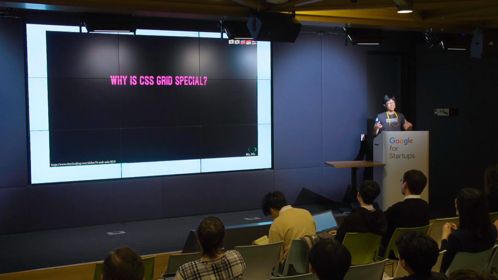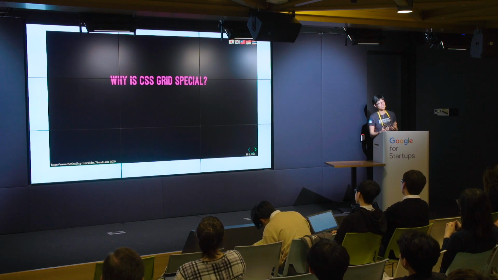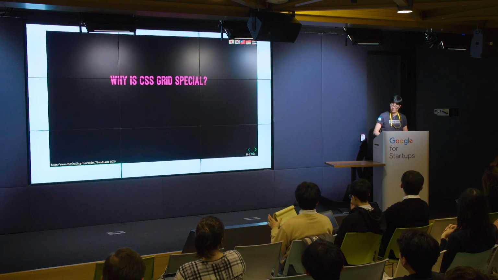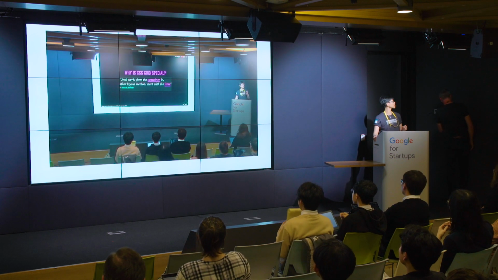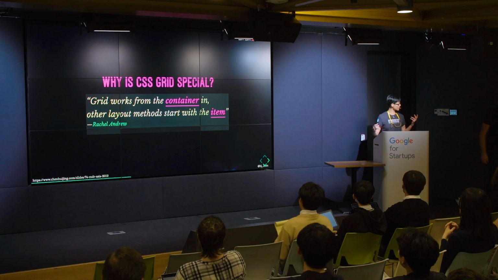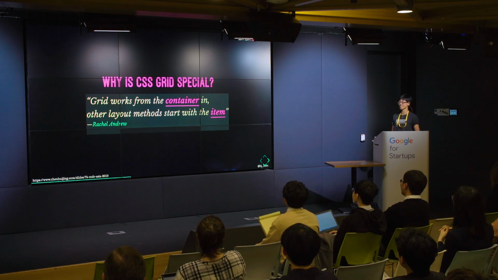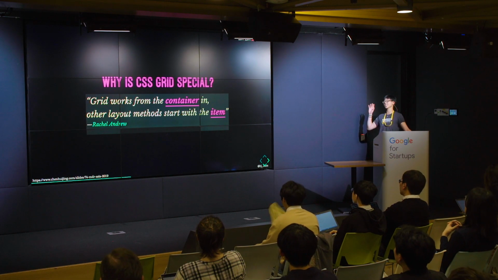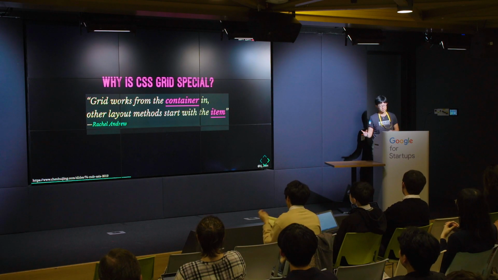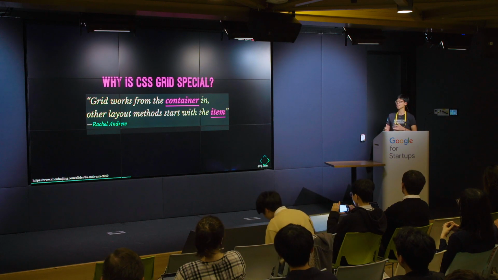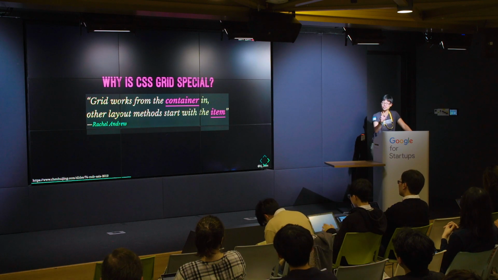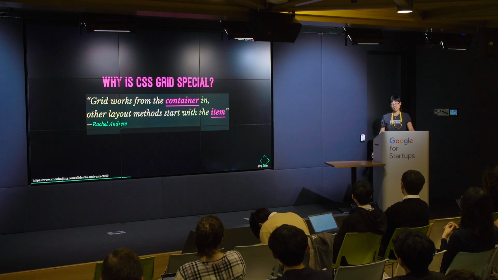Anyway, Grid actually changes the way we think about layout and how we write the code to do layout. So Rachel Andrew, who's one of the major contributors to CSS Grid, sums it up with this quote. She says that grid works from the container in, while other layout methods start with the item. So this is better explained with an example. So say you wanted to lay out your content into 3 columns. How would you do it?